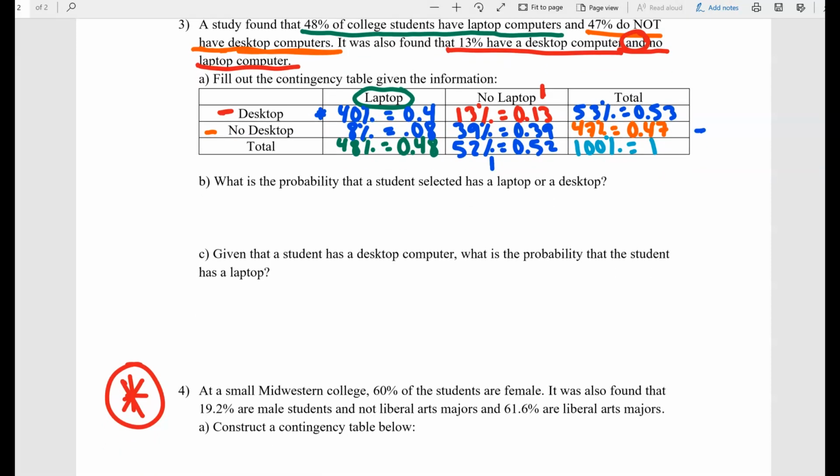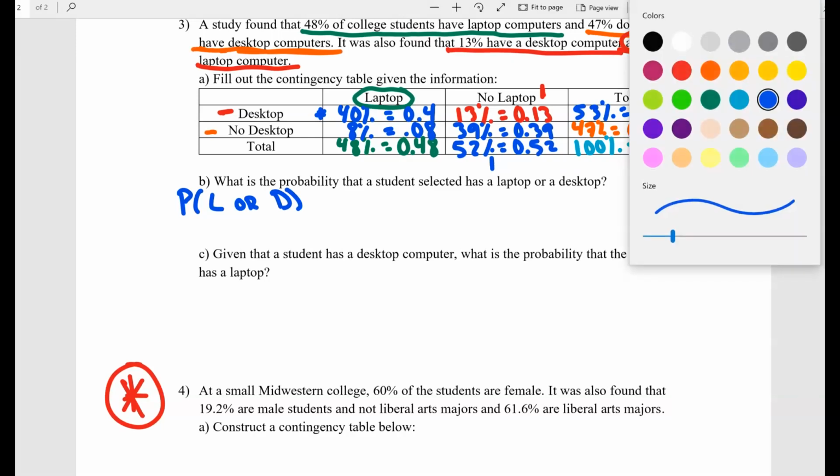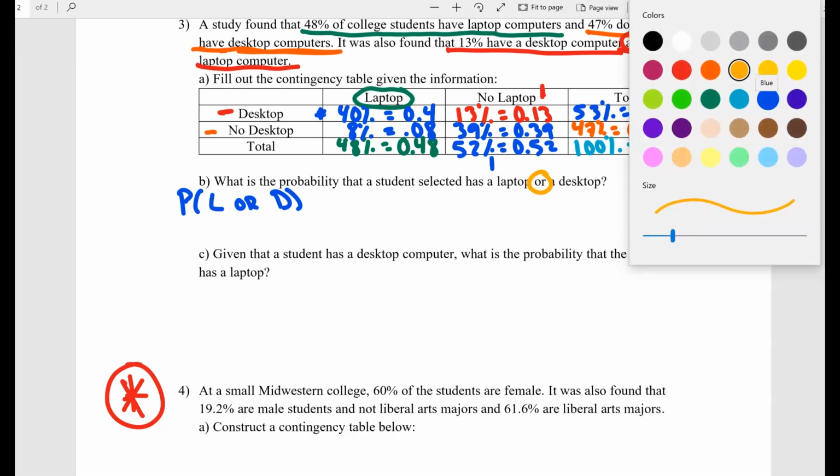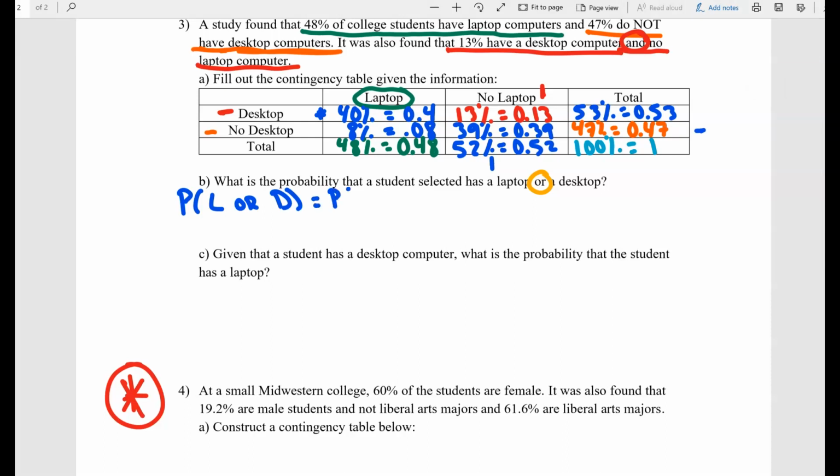So for part B, what is the probability that a student selected has a laptop or desktop? So we want to figure out the probability that this particular person has a laptop. Let me write L for laptop, D for desktop. Okay, so if you see here, the key word is going to be or, and or means the addition rule. Okay, so what is this going to be? So that means this is going to be the probability of laptop plus the probability of desktop minus the probability of laptop and desktop.